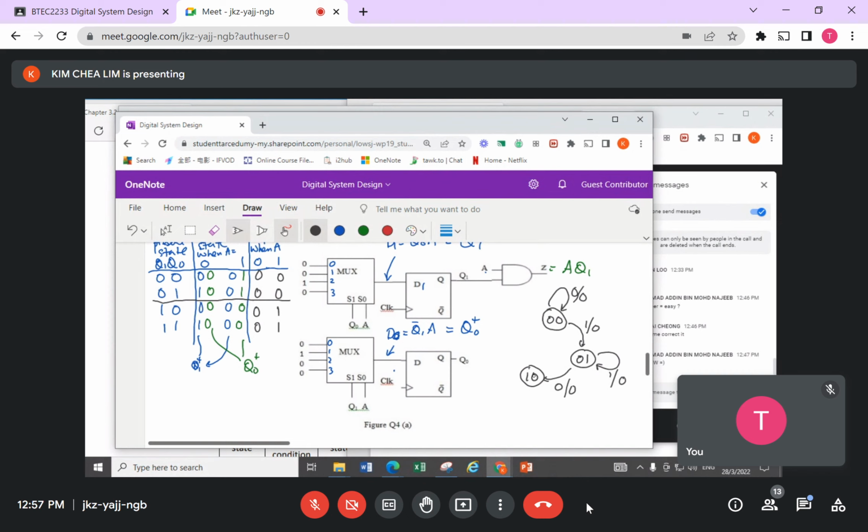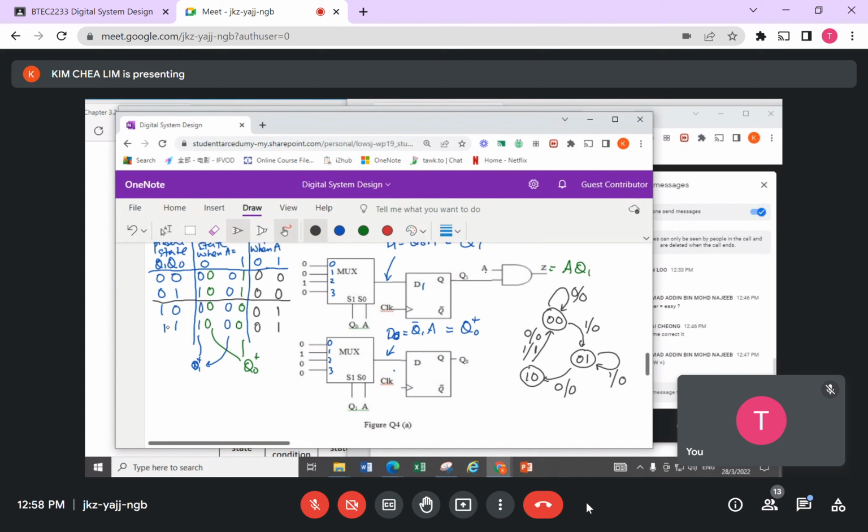Okay, then at 1, 0, I'm going to go back to 0, 0. If A is a 0, I go back to 0, 0, output you a 0. But if A is a 1, I go back, all right, I output you a 1. Okay, this is a difference. They both go back to 0, 0, but one outputs a 0, the other one outputs a 1.